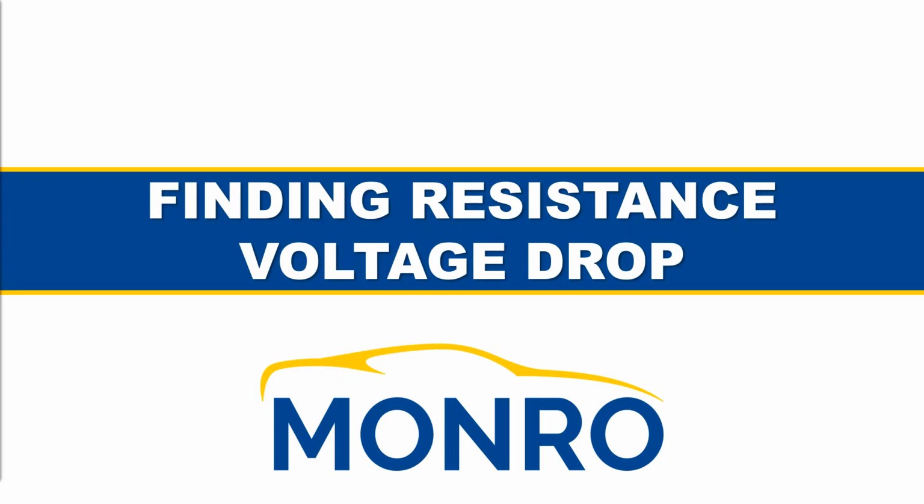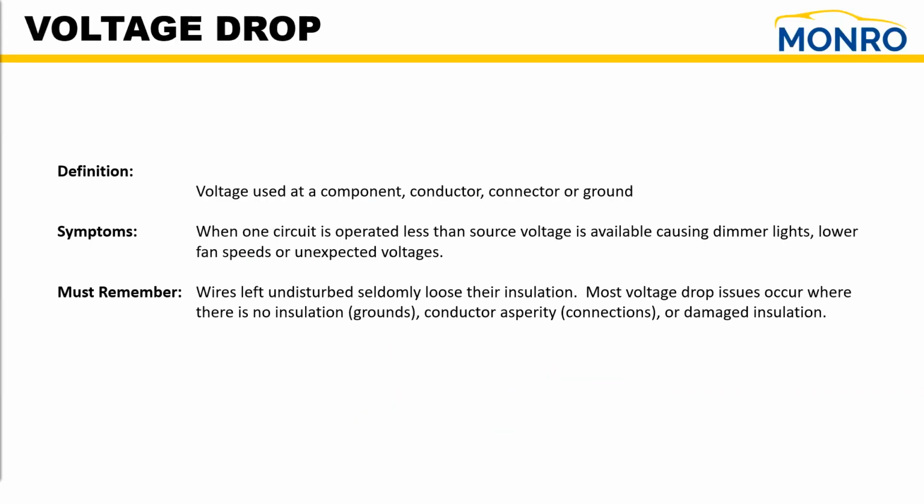But first of all, let's go back and review the definition of voltage drop. Quite simply, voltage drop is the amount of voltage being used by a component, a conductor, a connector, or ground. Symptoms are simple. When a circuit's operating, less than source voltage is available, which is going to cause a dimmer light, a lower fan speed, or unexpected voltages that could actually fault PCMs or sensors.